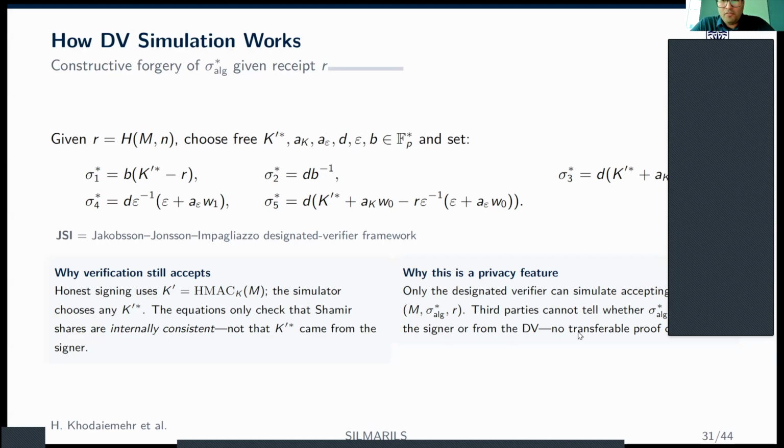So why is this a privacy feature? Only the designated verifier can simulate accepting, and third parties cannot tell whether the sigma star comes from the signer or from the DV. So this is in the case a non-transferable proof. But anybody who has the receipt can also generate a signature. So you can transfer your verification capability to other people.